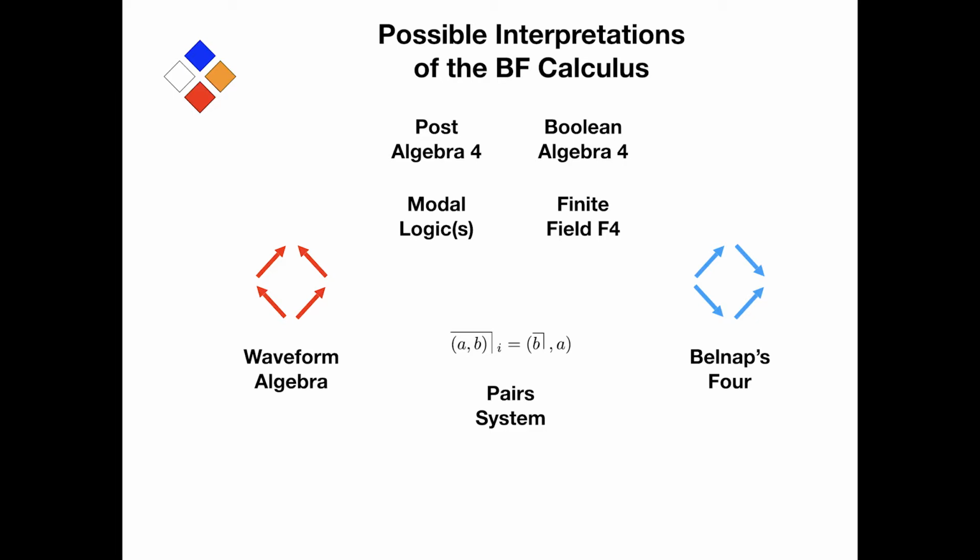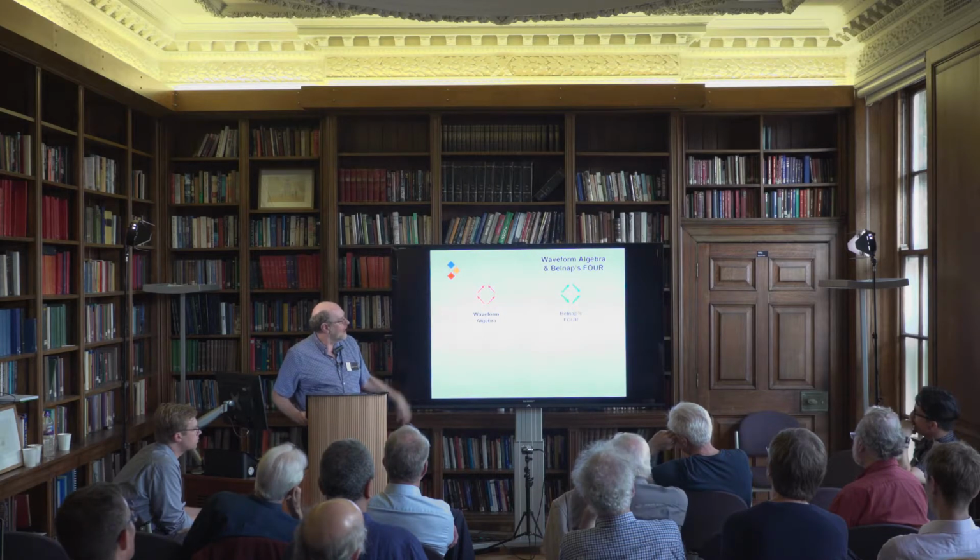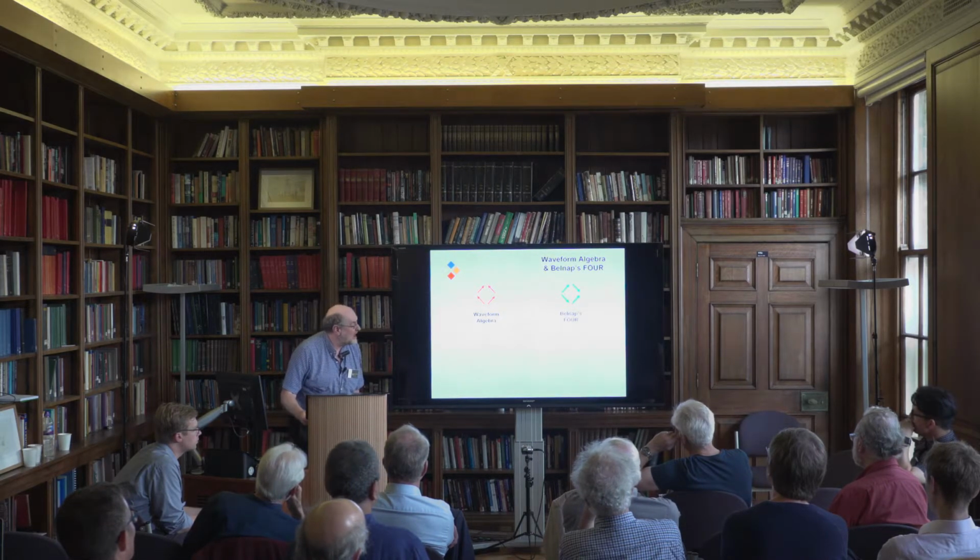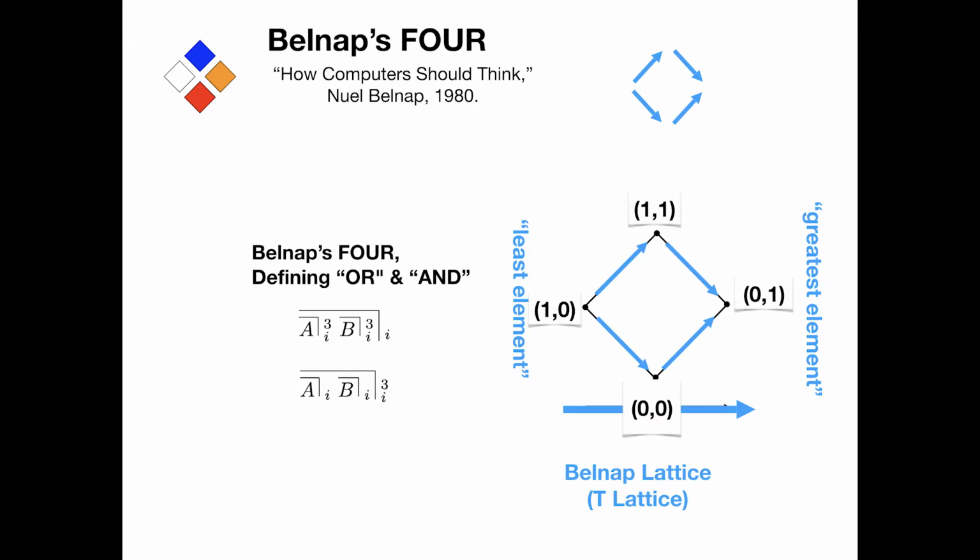Some possible interpretations of this calculus, and I'm not going to explain them all, include the post-algebra of order 4, one of the first multi-valued systems ever made, by Emil Post in 1920; Boolean algebra of order 4; various modal logics; the finite field F4; Lou Kauffman and Francisco Varela's waveform algebra; as well as Belnap's system 4, or logic 4. I'm just going to briefly talk about two of those to explain.